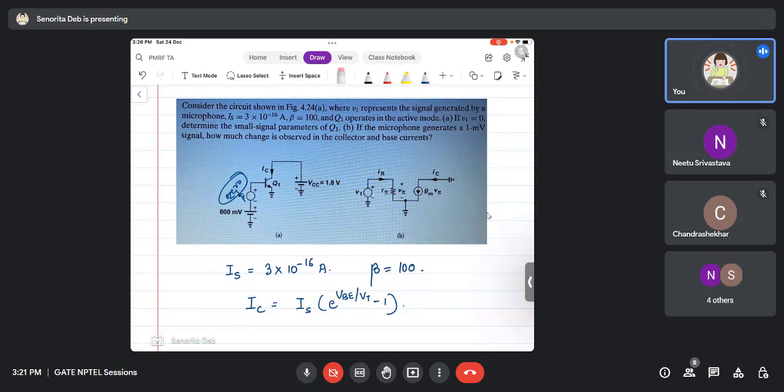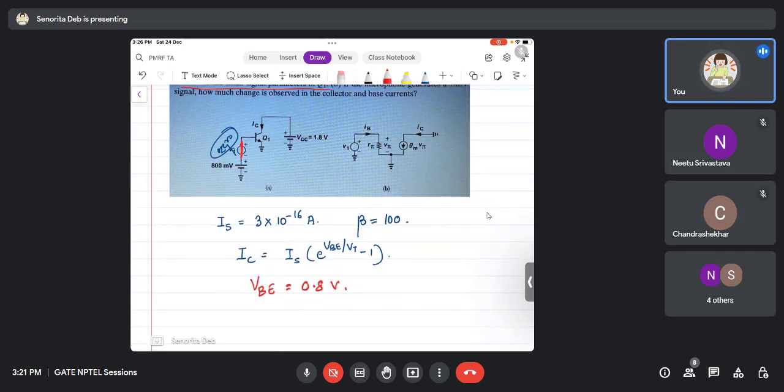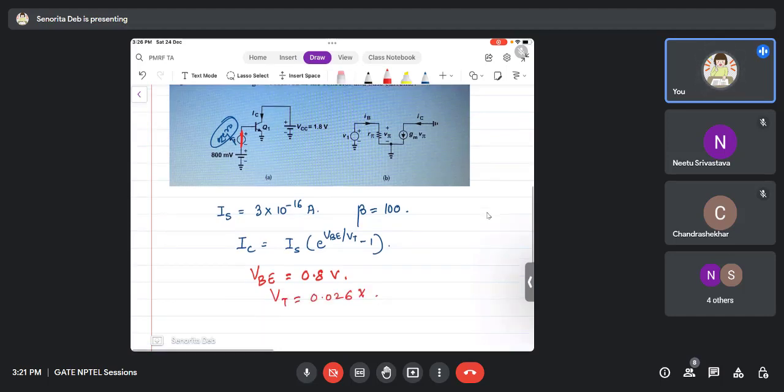So the first part of the question says that V1 is 0, and determine the small signal parameters of Q1. Now when V1 is 0, this appears as a short, and therefore VBE is 0.8 volts or 800 millivolts. VT we know is 0.026, and now when you put these values, please tell me what IC you are getting. I won't be calculating, you just tell me the number.